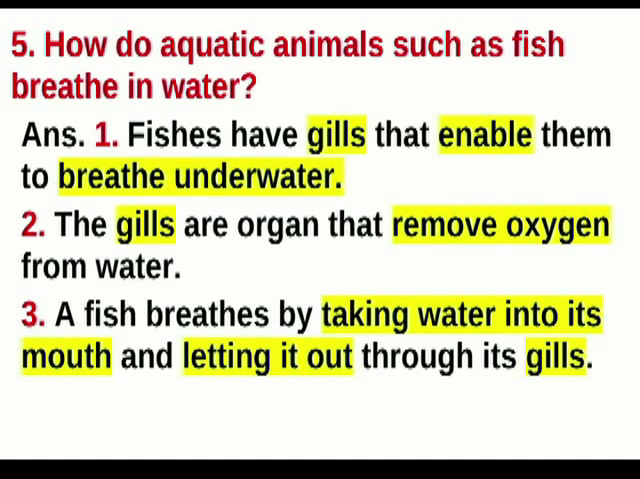Again, we will recapitulate the answer. Fishes have gills that enable them to breathe underwater. The gills are the organs that remove oxygen from the water. A fish breathes by taking water into its mouth and letting it out through its gills.